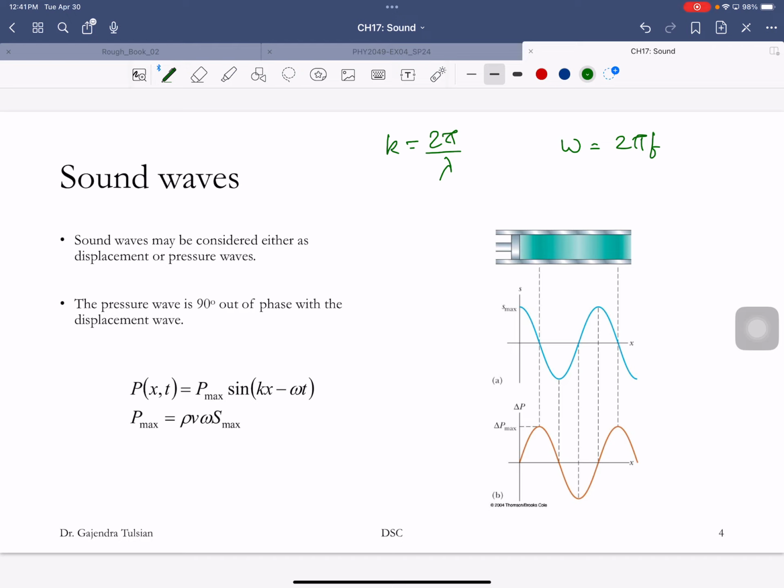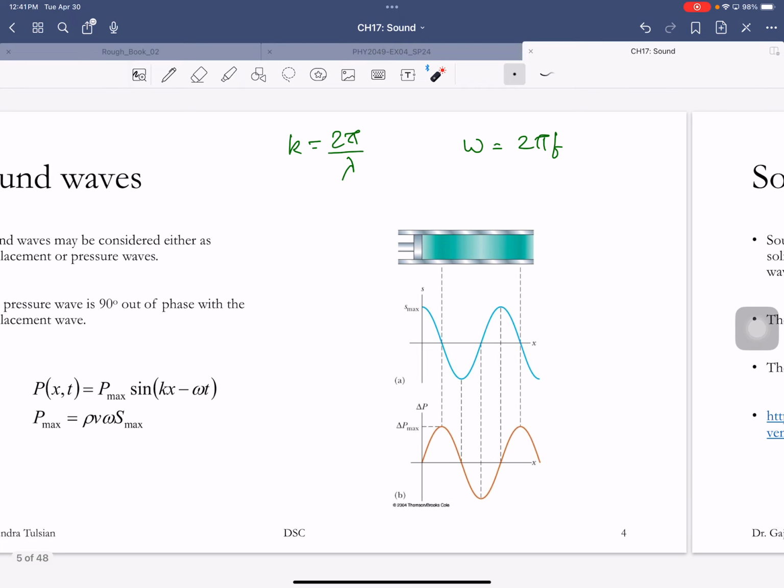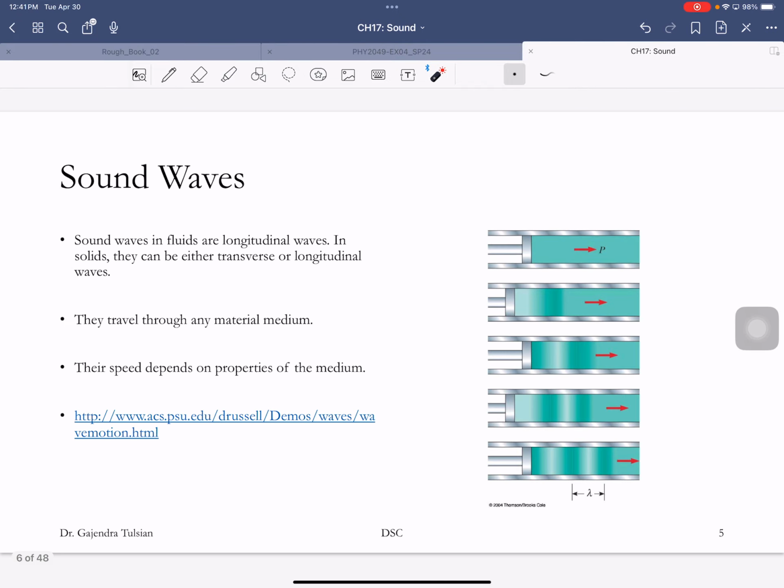All right. And the pressure amplitude is related to the displacement amplitude. Okay. So sound waves in fluids are longitudinal waves. They travel through any material medium. Their speed depends on the property of the medium. Okay, so remember that. The speed of sound depends on the property of the medium.